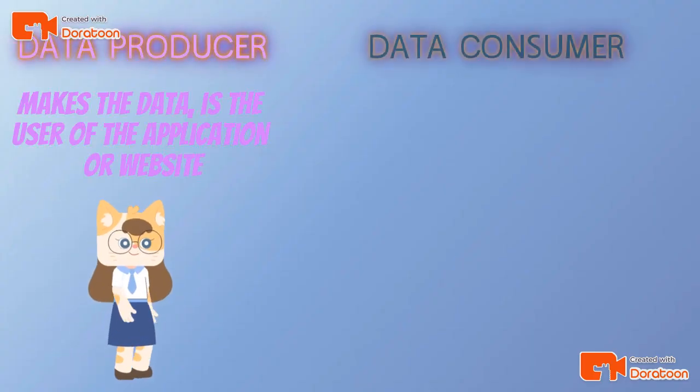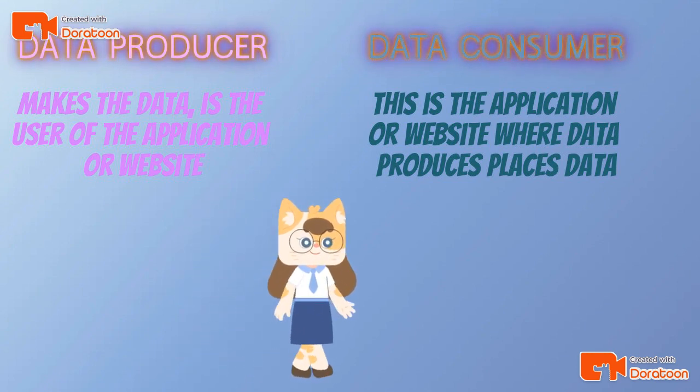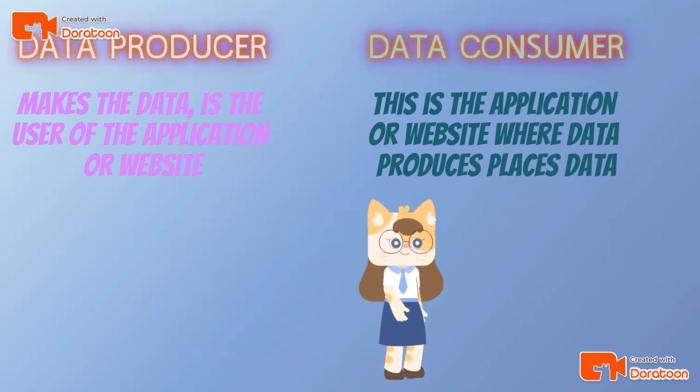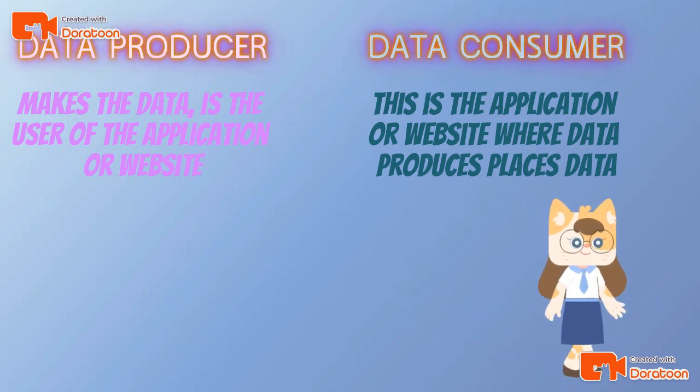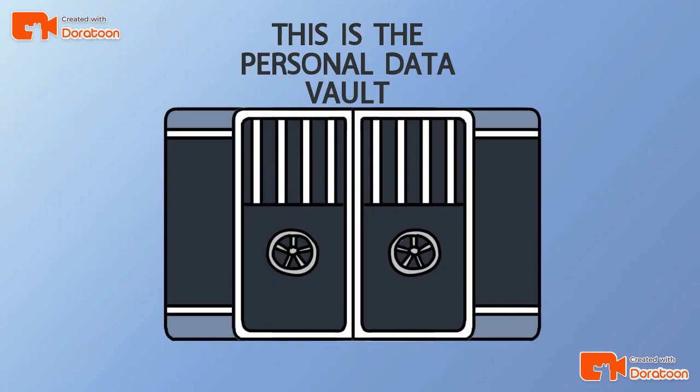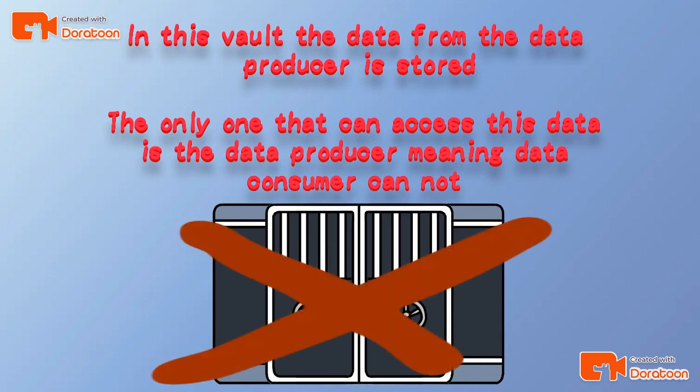In order to understand how the data vault works, we need to understand all the components of it. First comes the data producer, the ones who make the data, which is the people that are using the application, and the data consumer, the application itself. Now comes the personal data vault. As mentioned, this is a place where the data producers store their data. The data producers are the only ones that can access this data whenever they want and wherever they want. This means that the data consumer cannot access this data.